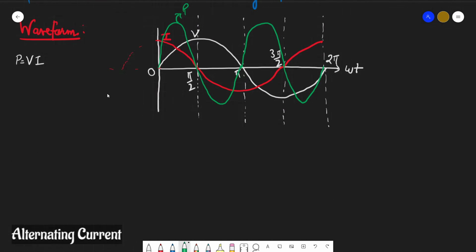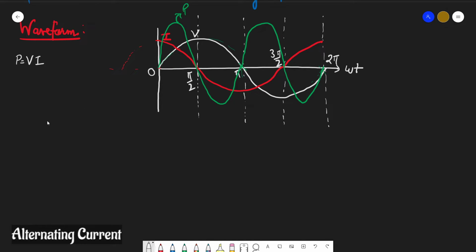You can easily see that in one complete cycle of voltage there are 2 cycles of power. This is cycle number 1, this is cycle number 2, and we have only seen 1 cycle of voltage. That was the significance of 2 omega t.